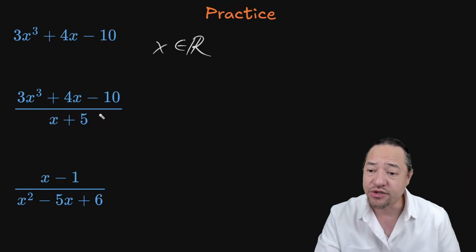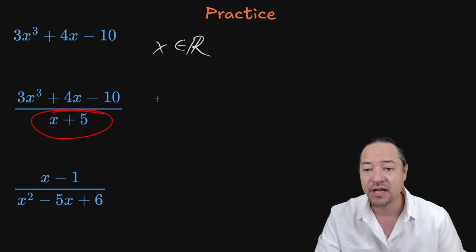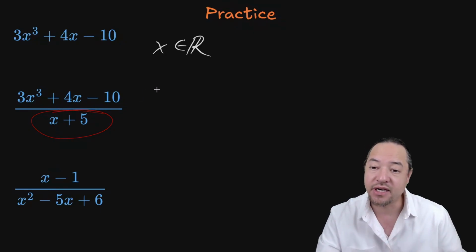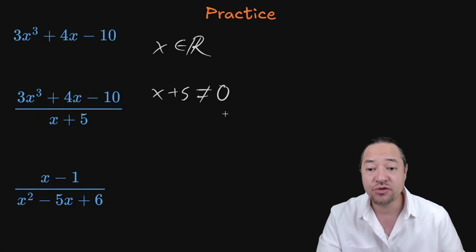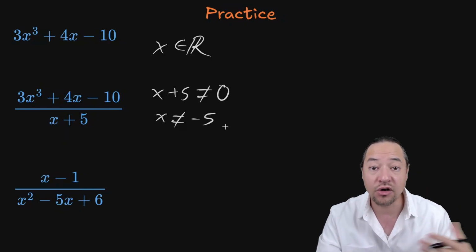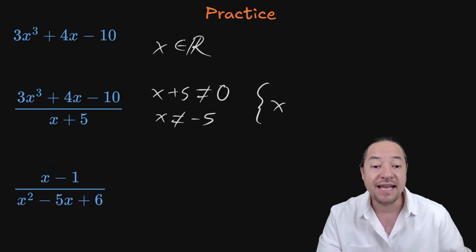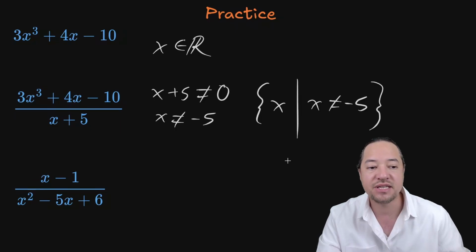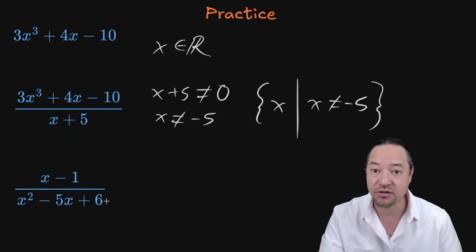Now for this second one, we do have a denominator of x plus 5. And we know there's a problem there if the denominator is equal to 0. So we want to make sure that x plus 5 does not equal 0. And for that to be true, we can just subtract 5 from both sides. So that's telling us that x cannot be equal to negative 5. So to write down the set here for all numbers that are in the domain, we'll say any x such that x is not equal to negative 5. Okay, so this is going to be our domain for this rational expression.